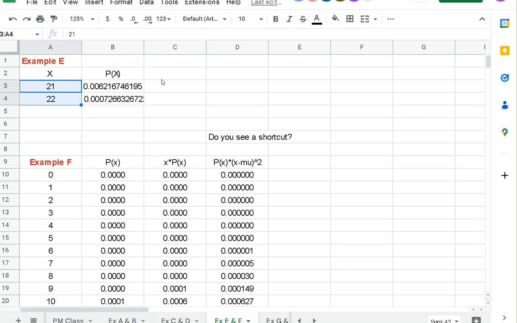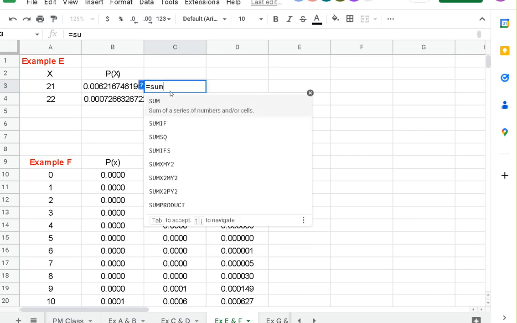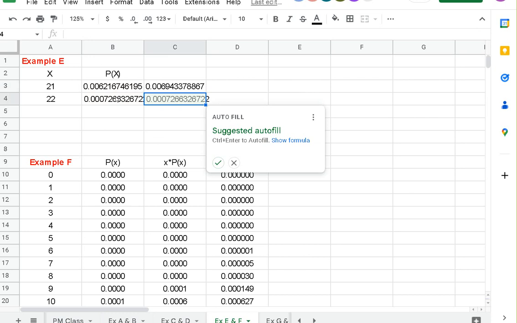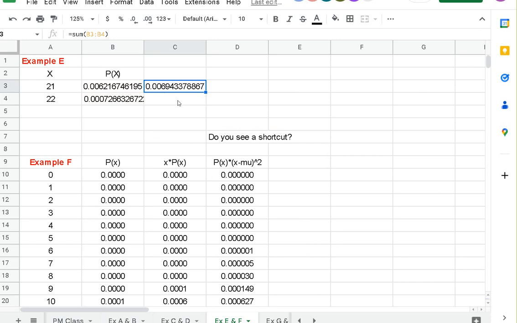But I'm not done yet. How am I going to get my answer? You add them together. What do we have to do to add them together? Just do the sum command. So I'll sum, highlight both of these. I should get about 7%. All I wanted was this one. So the probability is about 7%, or 0.7% really. 0.0069.